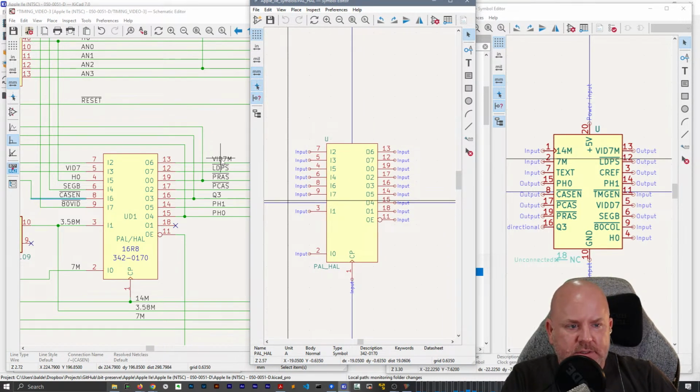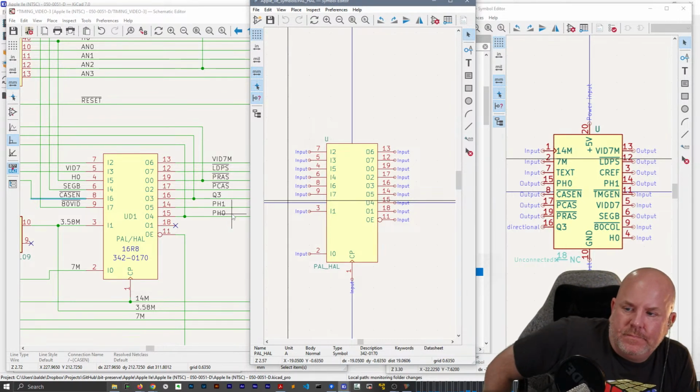Okay, so vid 7M, so this is the 7 megahertz clock. The load the shift register, PRAS and PCAS, Q3, bidirectional, nice. Phase 1, phase 0. Okay.